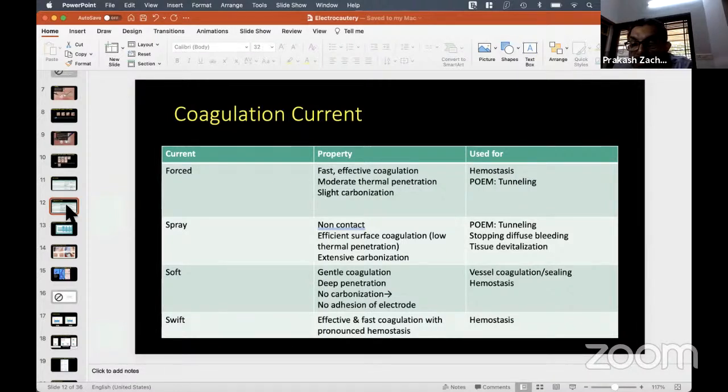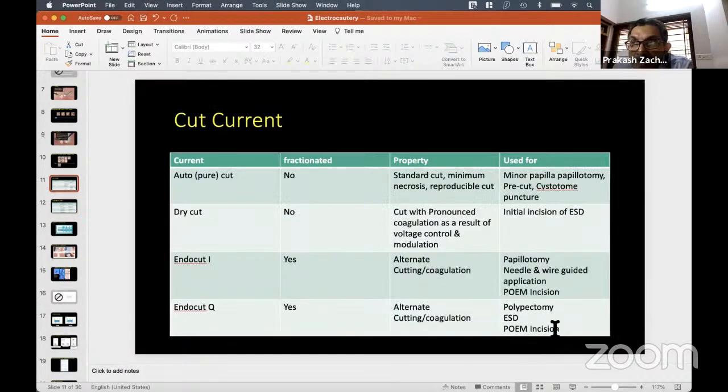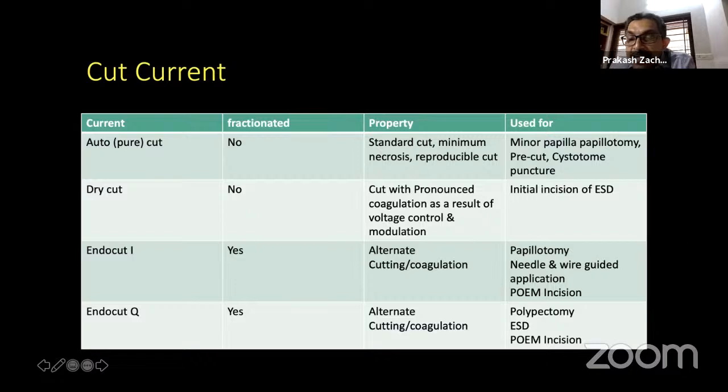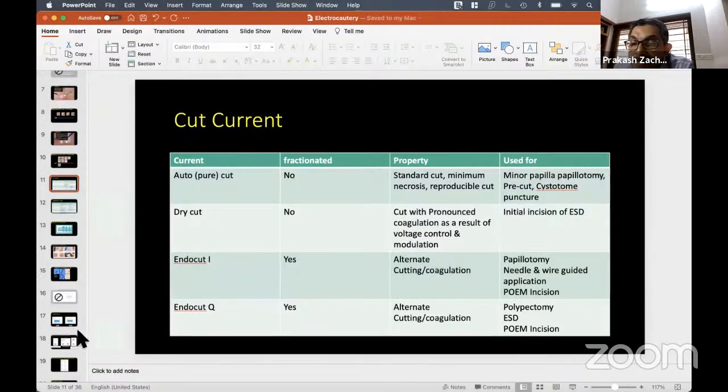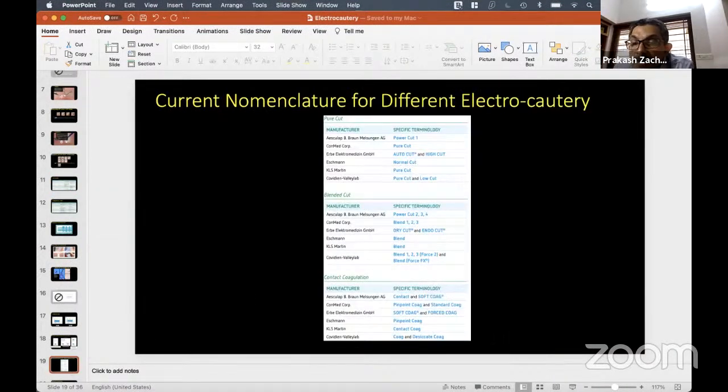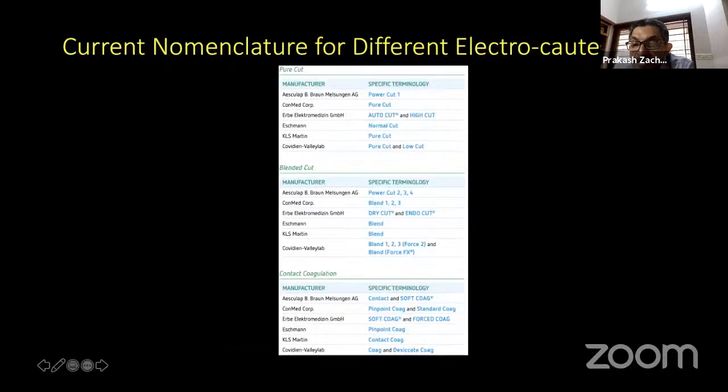The cutting modes which are available, depending on the machinery which you have, will have some changes in the name, especially for the cut mode. So for example, the ERBE has got Endo Cut I, Endo Cut Q, and then it has got an Auto Cut and Tri Cut.